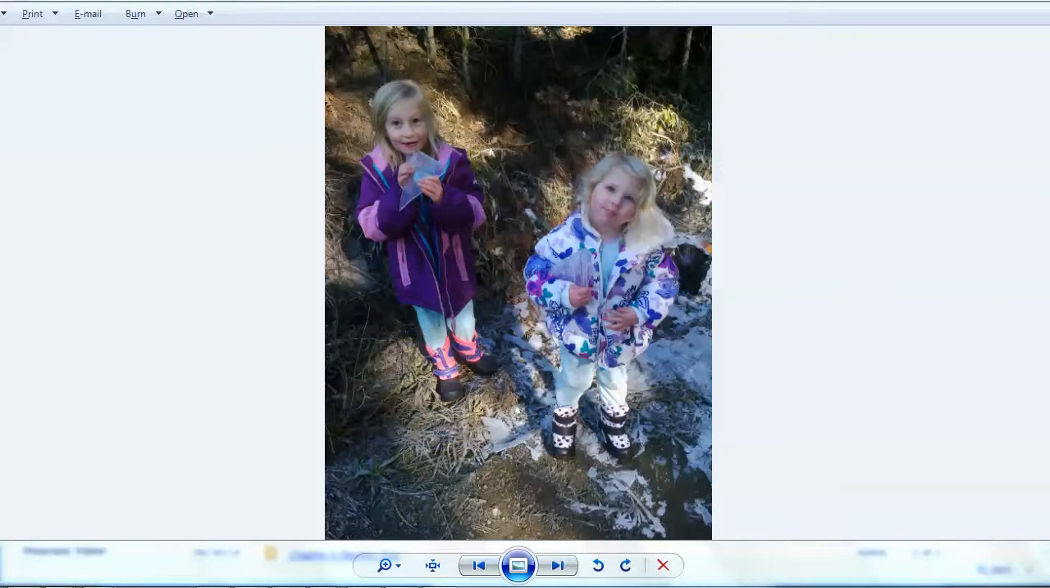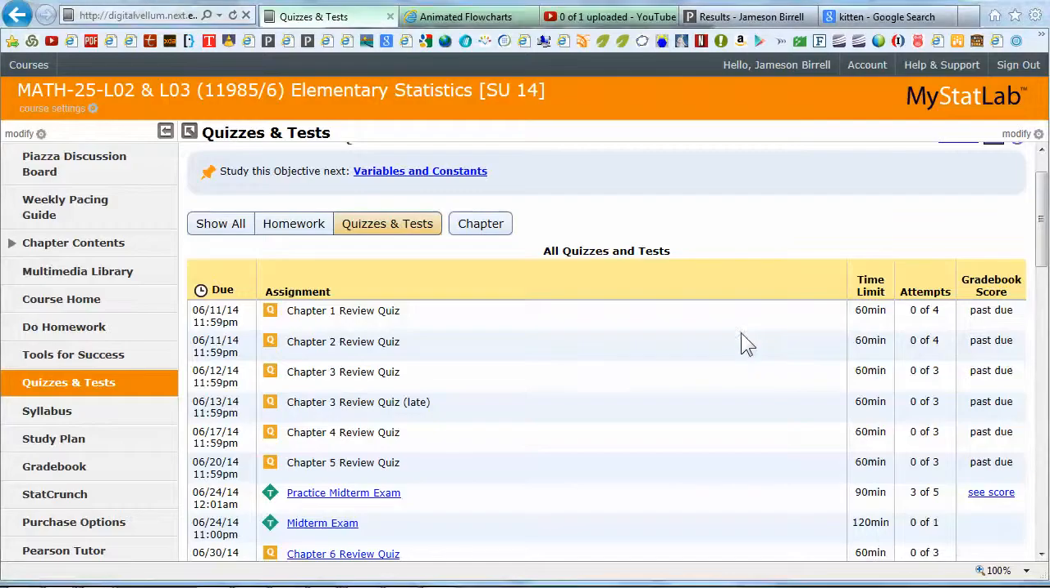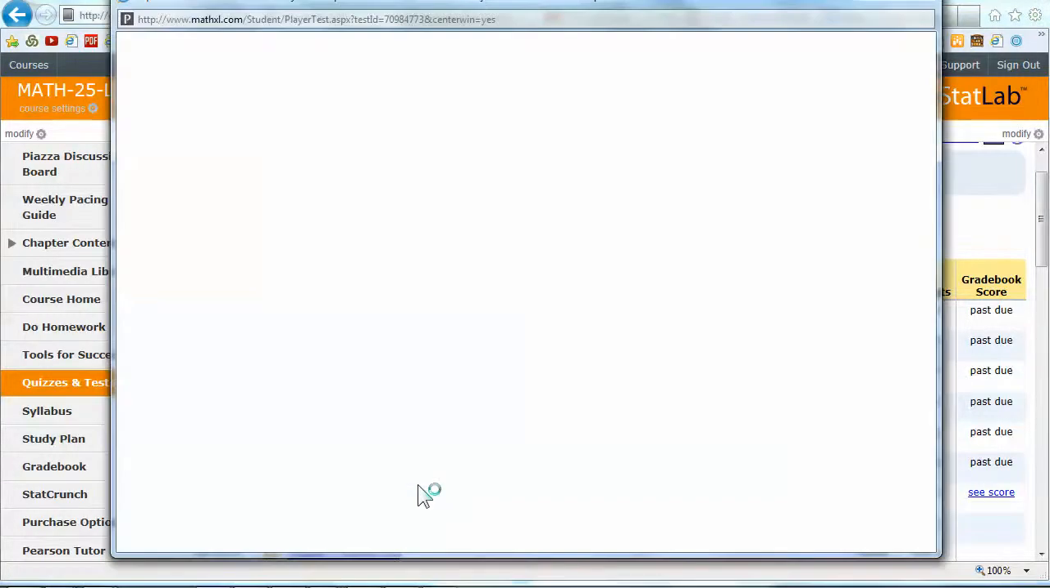I'm getting tired of the same old picture of the web page. So here's my daughter Ella and Aaliyah. Hi guys. Okay, so back to the midterm practice.